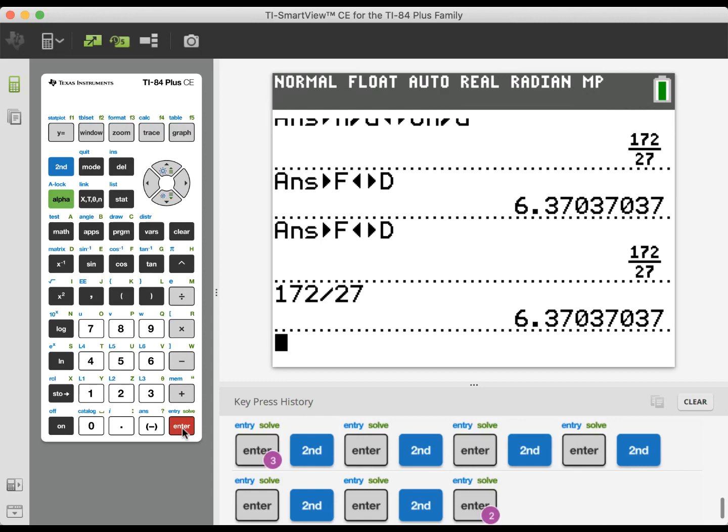And there you go. So just a small little crash course into the calculator. We'll be using the calculator a whole lot more throughout the semester.